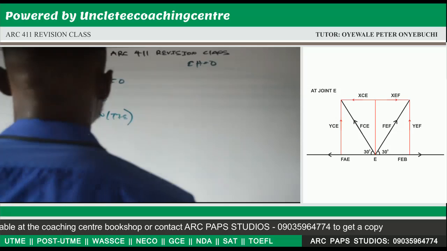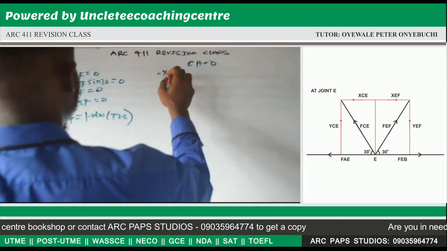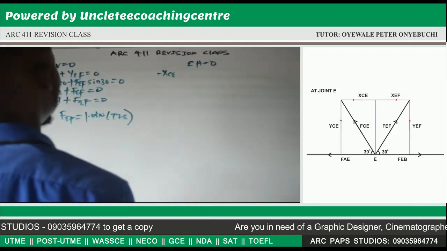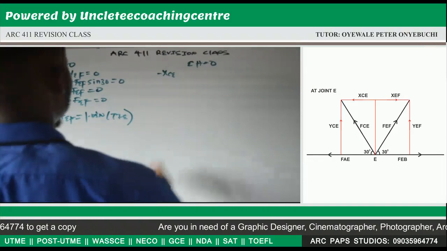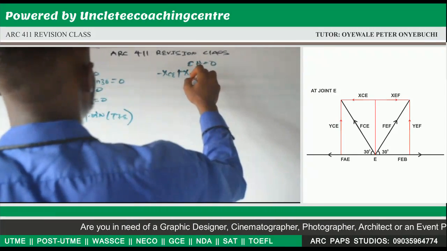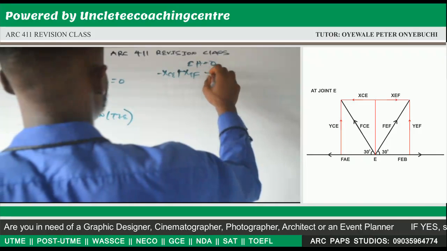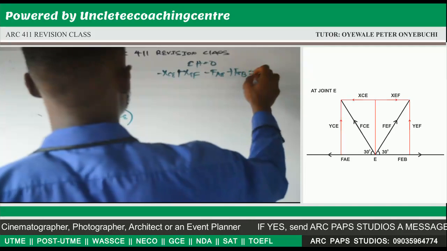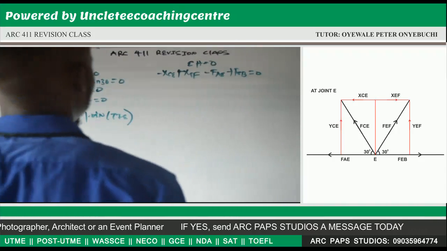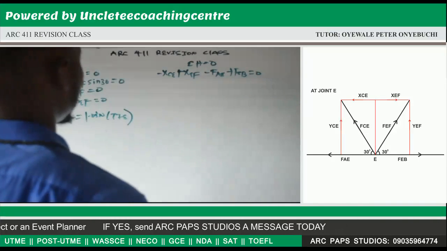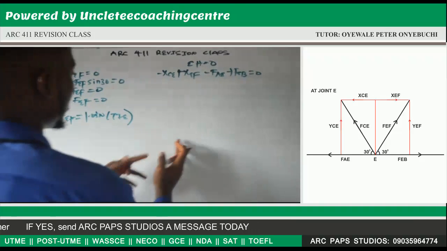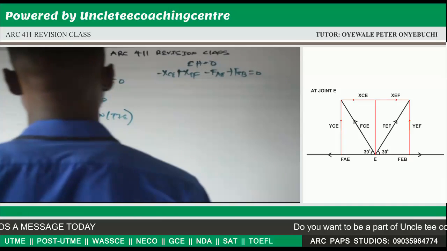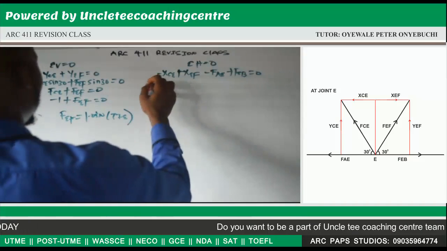Now our horizontal forces, we have XCE is pointing towards the downwards, towards down, so that it will attract a negative sign, plus XEF is pointing upwards, minus FAE downwards, plus FEB upward is equal to 0. Now what I mean by upward is that it's pointing towards the side. On the x-axis, if you are going like this, it's positive. If you are going like this, it's negative. That's what I mean. Now let's resolve.